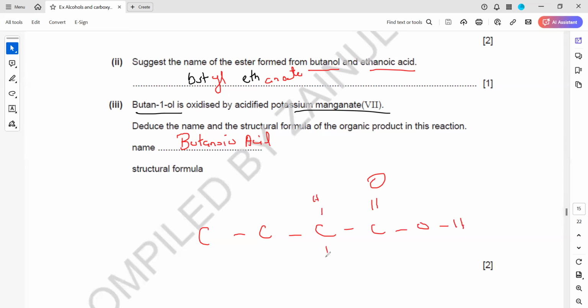This will have 2 hydrogens. This will have 2 hydrogens. This will also have 3 hydrogens. So this will be the structure of butanoic acid. So whenever alcohols are oxidized by potassium manganate(VII), they turn into carboxylic acid.